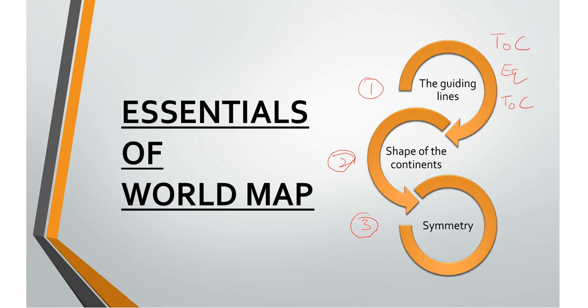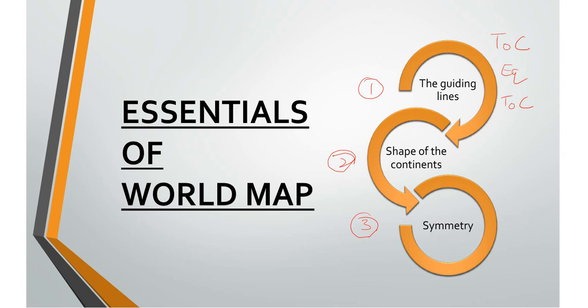And then when we talk of the shape of the continents, if your world map does not look like an actual world map that is seen in an atlas, it will look like a jigsaw puzzle and it will have no relevance then. So it is important that your world map resembles as closely as possible the shape of the continents.